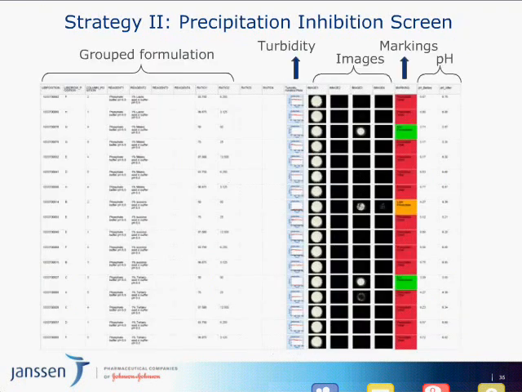After that, we are going to bring this into a report. So we have the reporting tool. It's a Pipeline Pilot report, and this report is going to extract all these results from the database. You can see here, for each formulation, we have an overview of what the formulation is, what the ratio is. You get directly the plot, the turbidity plot. You get the images before and after. You get all the markings which are extracted from LEA Data Viewer, and the pH measurement, because we measure the pH before and after, just to make sure whether the pH is having an influence or not.